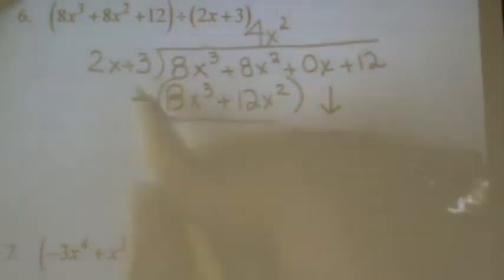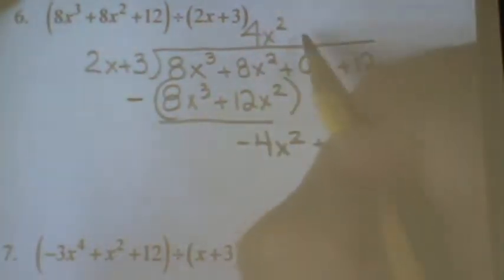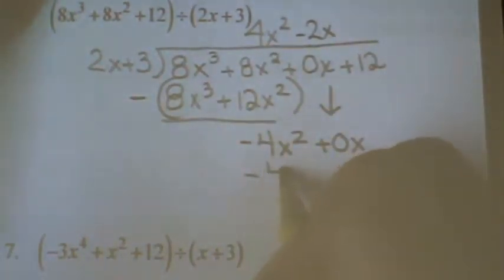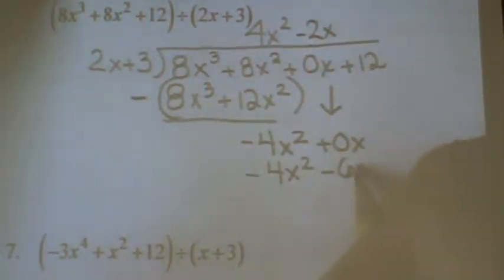Now how do I get rid of negative 4x squared? What do I need? -2. Yep, so multiply these two, you get negative 4x squared, and then minus 6x.